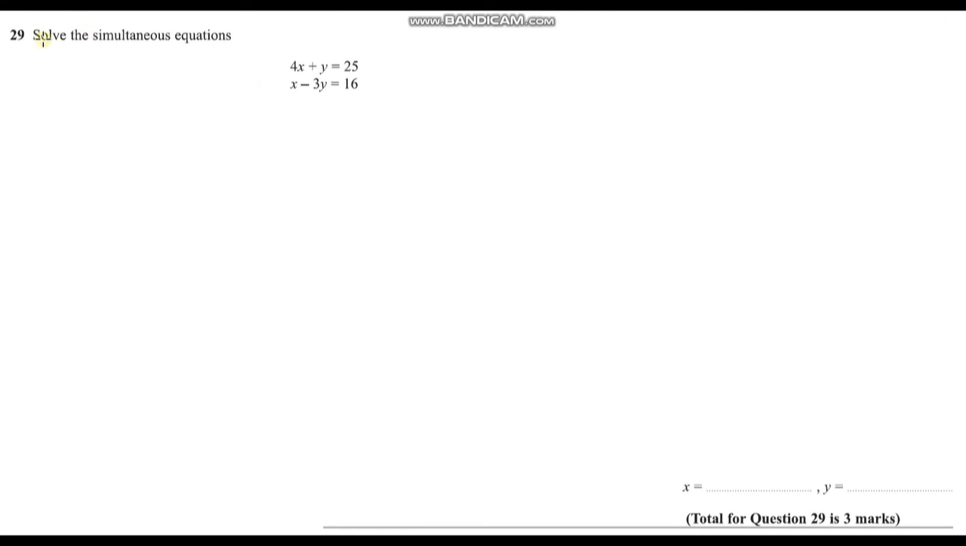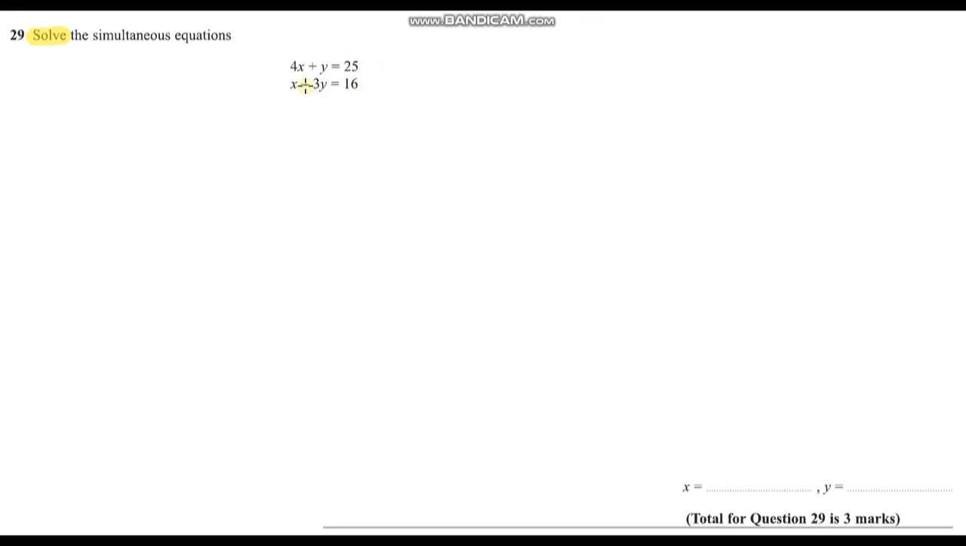Question 29. Solve the simultaneous equations. Now, I did solve a pair of simultaneous equations before, but this is a question specifically on that topic. So just like before, there's two different ways we could solve this. And again, I'm going to use the substitution method just because looking at what we've got here, I think it will be slightly easier.